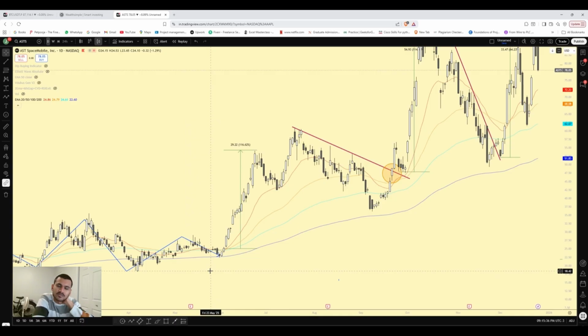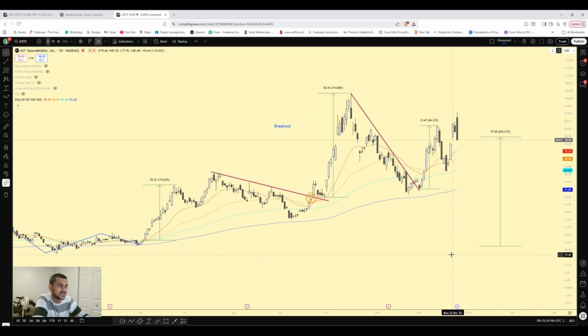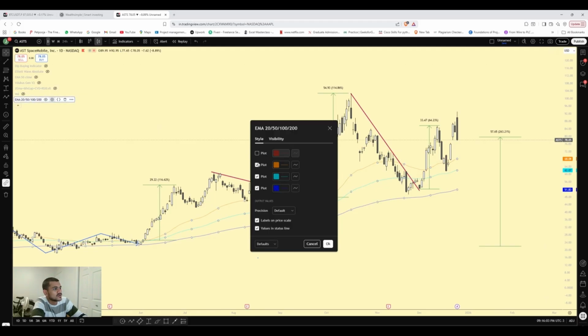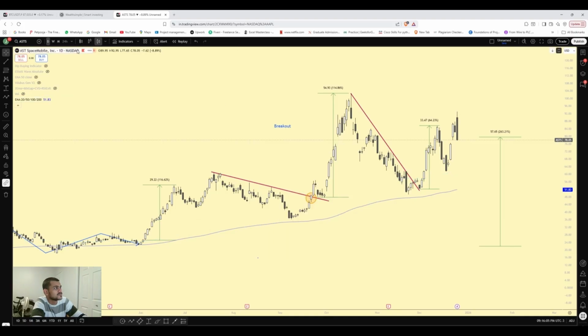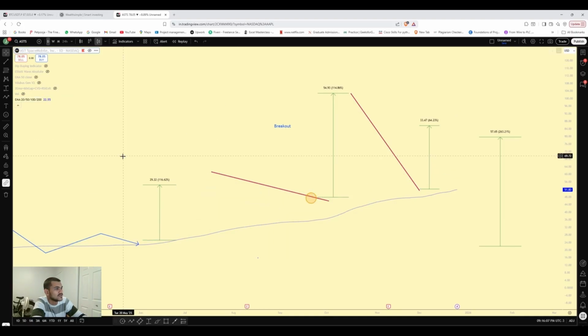The reason the number is 200 is it basically represents a year, but as there are holidays in a year, we assume that there will be 200 tradable days. So that's why there's 200 moving average. Now the use of this is you get the idea of the overall trend without looking at the chaotic chart. So let me just show you by hiding this.